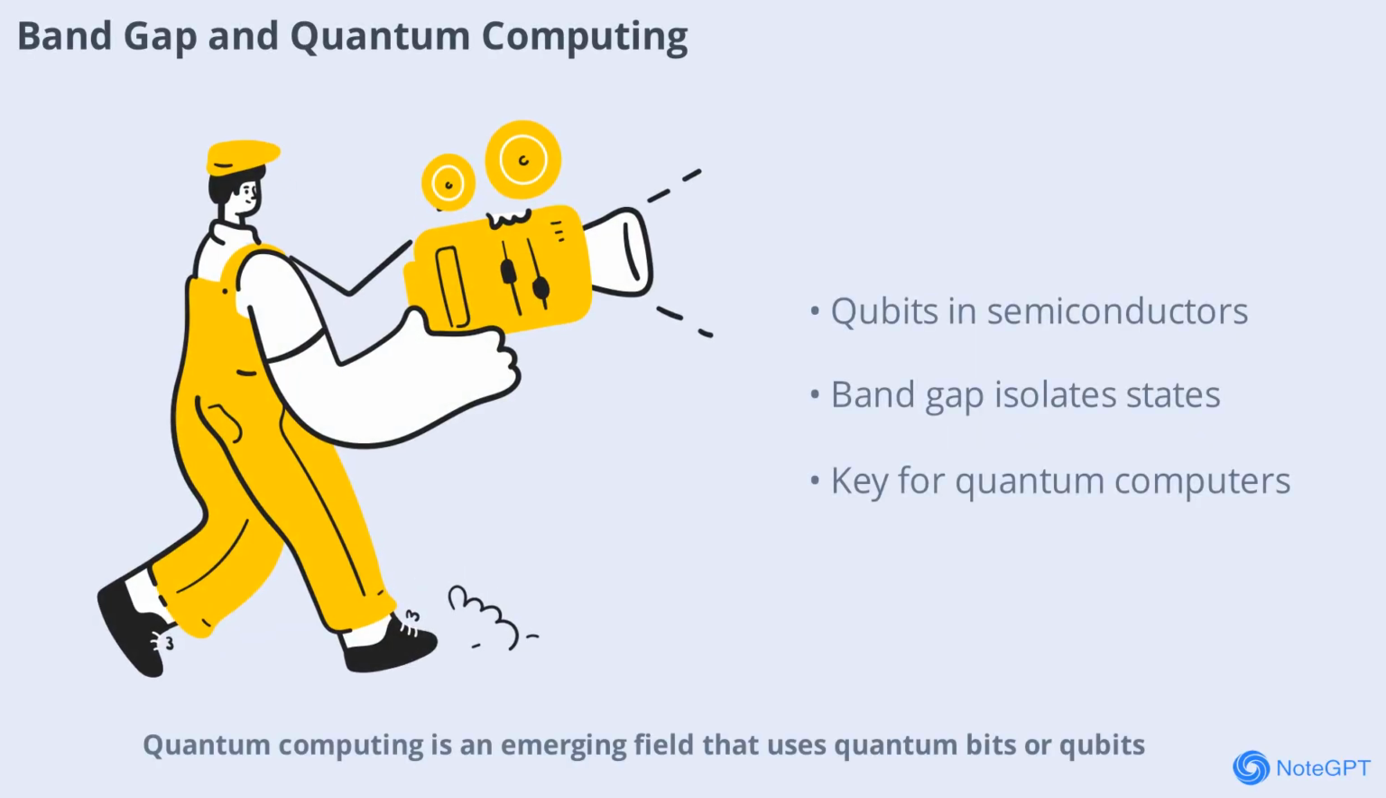Quantum computing is an emerging field that uses quantum bits or qubits to perform calculations. Some types of qubits are made from semiconductor materials, where the band gap plays a role in isolating and controlling quantum states. Precise band gap engineering is essential for building stable, reliable quantum computers that can outperform classical machines.